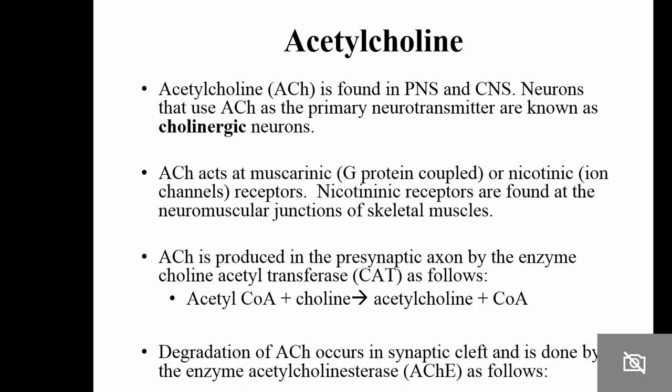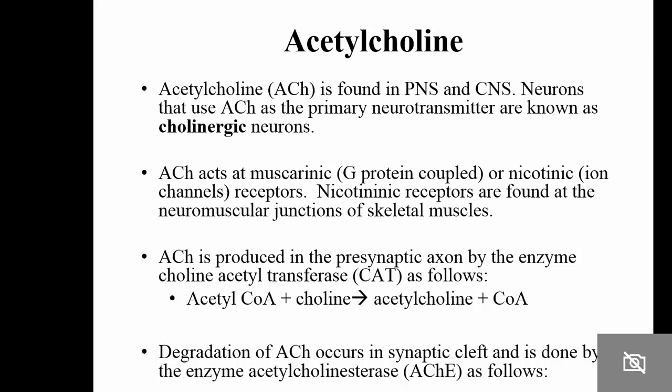That CoA can then do lots of different things. Okay? So this is how you make it from scratch. Take acetyl-CoA, it comes out of glycolysis. Some of it goes into Krebs, some of it goes and does other things. You combine it with choline, you make acetylcholine and CoA. You degrade it.